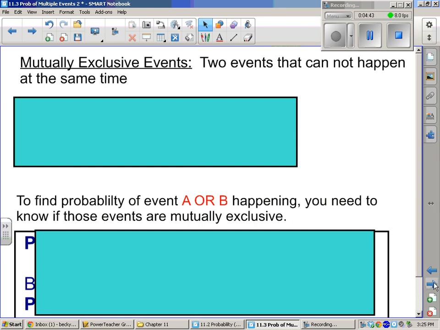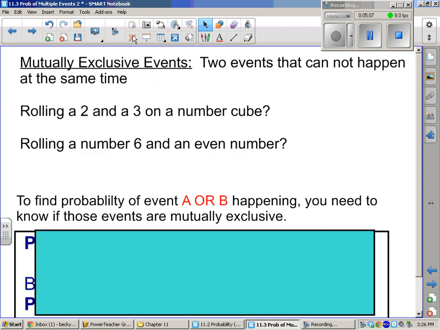Mutually exclusive events. These are events that cannot happen at the same time. So things like, for example, how about a deck of cards? Things like drawing a club and drawing a red card. Those can't happen at the same time. They're totally different. It's impossible to have any overlap. My brain thinks about those Venn diagrams.